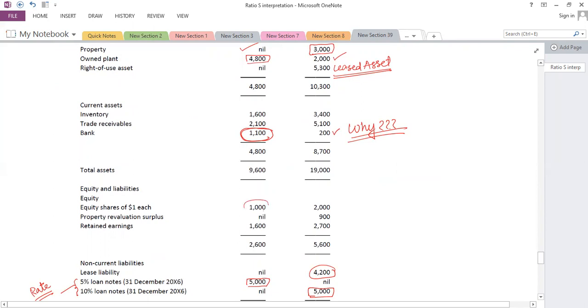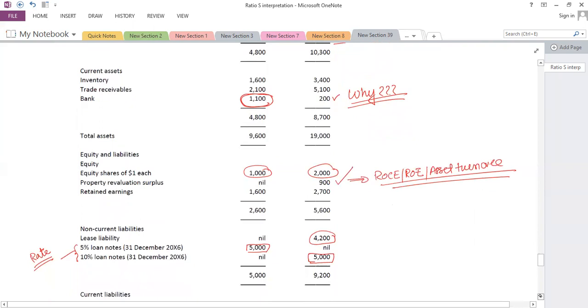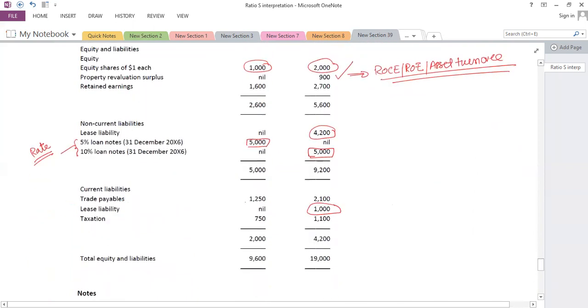Equity shares, almost half. Revaluation surplus. Now this point will affect return on capital employed, return on equity, asset turnover. You should know what information affects what kind of ratios. Okay. Retained earning, obviously profitability has an impact on retained earning. We can talk on this as well. Lease liability, non-current liability. Trade payable, almost half. Lease liability, taxation, and total equities and liabilities.